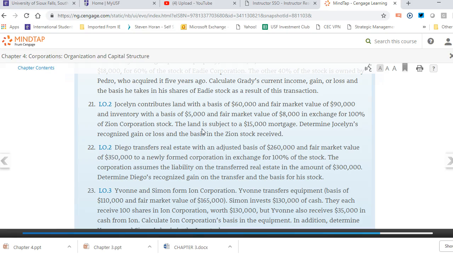Jocelyn is contributing land, basis of 60, fair market value of 90, inventory with a basis of 5, and fair market value of 8 in exchange for 100% all of the stock of Zion Corp. The land is subject to a $15,000 mortgage. Determine Jocelyn's recognized gain or loss and the basis on the Zion stock received. Okay, so here's another common thing to happen is Jocelyn's contributing land, and the land is subject to the mortgage. Okay, and she wants to put this into a new corporation.